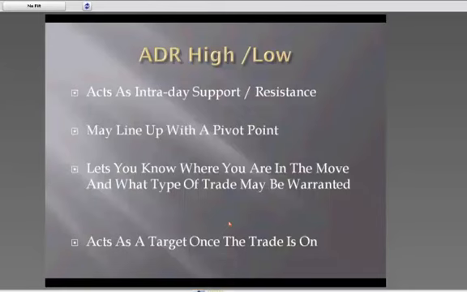Another part of the puzzle to help you understand. The ADR high or low is the best support and resistance there is intraday. Sometimes they line up with a pivot, and it lets you know where you are in the move. So what type of trade might be warranted? If you break outside the ADR high and you see 3 levels, you better not be long or short. You better be in reversal mode. You better be realizing that the trade is about coming to an end and that I am in a different part of the cycle. I'm exiting my position I was in, and I'm looking for the reversal.